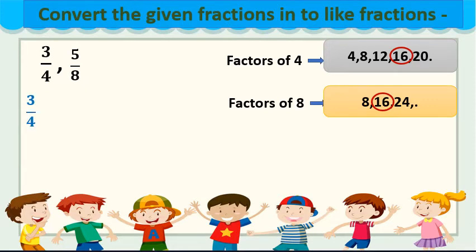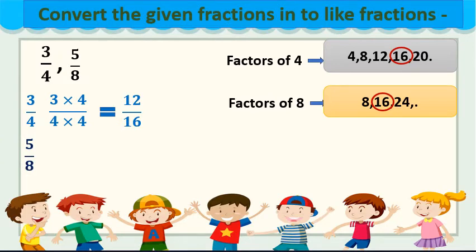Now here 3 upon 4. Now you know 4 4s are 16. So what we will do? We will multiply both numerator and denominator by 4. You know this step in the equivalent fractions. Correct? Now 3 4s are how much? 12 and 4 4s are 16. So that is 12 upon 16. Isn't it?